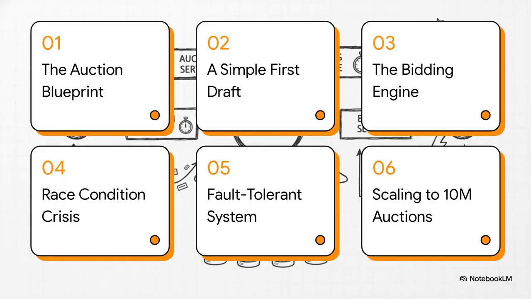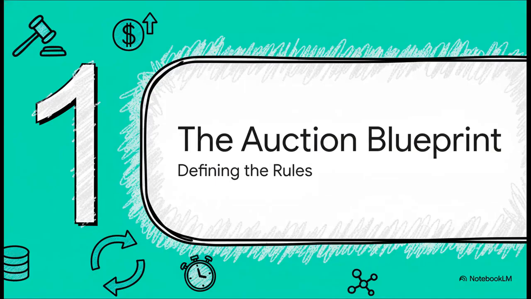So here's our game plan. We'll start with a basic blueprint. Then we'll build a simple first version. From there, we'll dive into the most critical part, the bidding engine. Then we'll face a crisis, build a truly fault-tolerant solution, and finally, scale our system to handle an absolutely massive load. Let's dive in. First up, the blueprint.